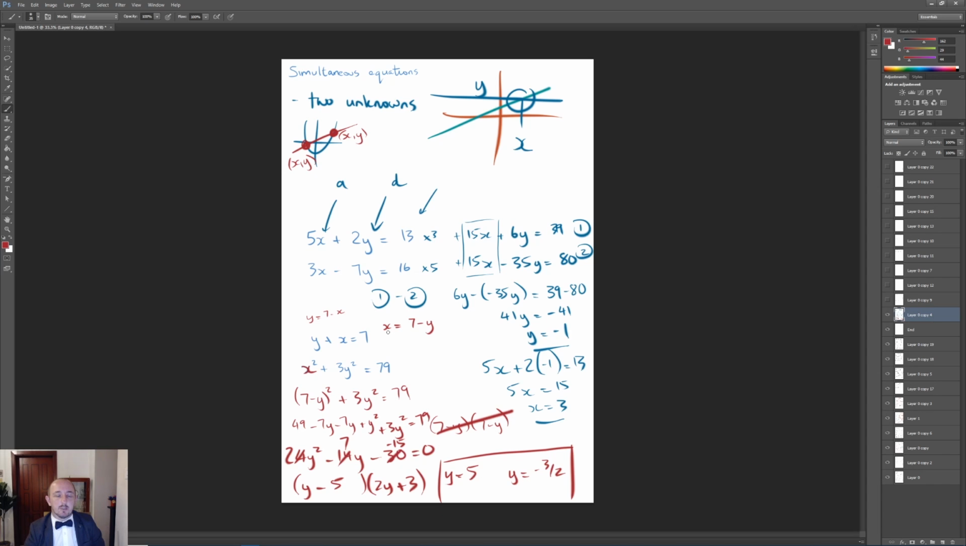I then substitute back into our x in the linear to make sure that I get my x coordinates. So when y equals 5, 7 minus y is x equals 2. And when y is minus 3 over 2, 7 minus minus 3 over 2 is going to be 8.5, I think, like that. So these are the two pairs of coordinates where these particular graphs overlap.